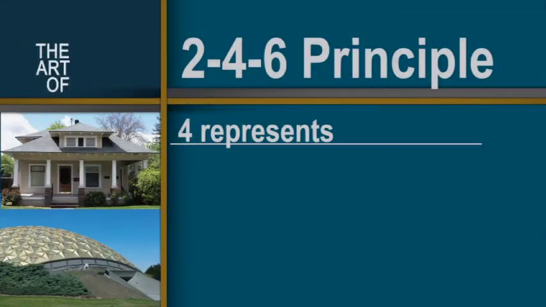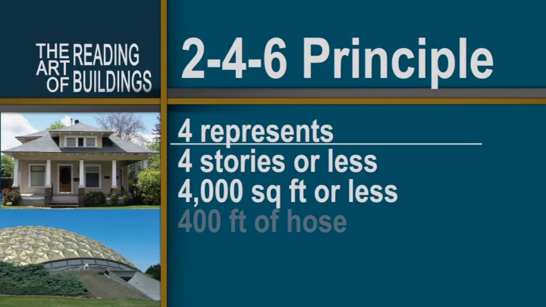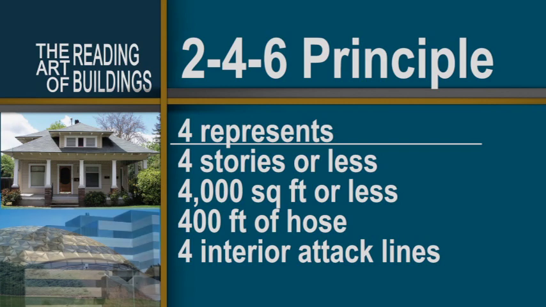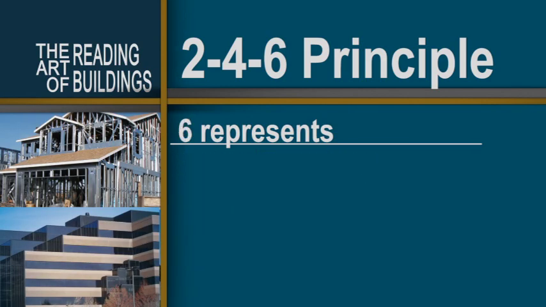All right, so as you can see the pattern, what does a 4 represent? 4 stories or less, 4,000 square foot or less, 400 feet of hose can reach any part of the building, and 4 interior attack lines should be able to handle an interior attack. And obviously 6 means the same thing.